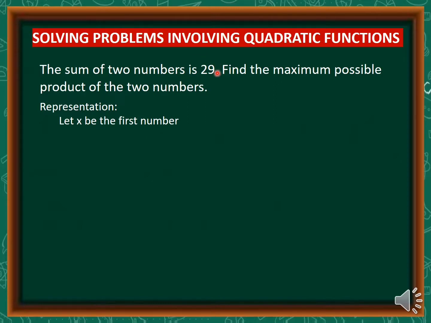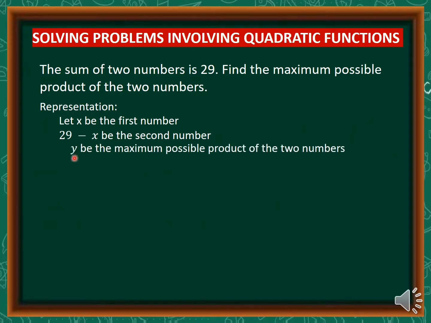Para makuha ang second number, yung x natin, yung unang number natin, isubtract natin kay 29. So, di ba pag sinubtract natin yung unang number na yun kay 29, that would be our second number. So, 29 minus x. That is our second number. And also, you have to represent y be the maximum possible product of the two numbers. Okay?